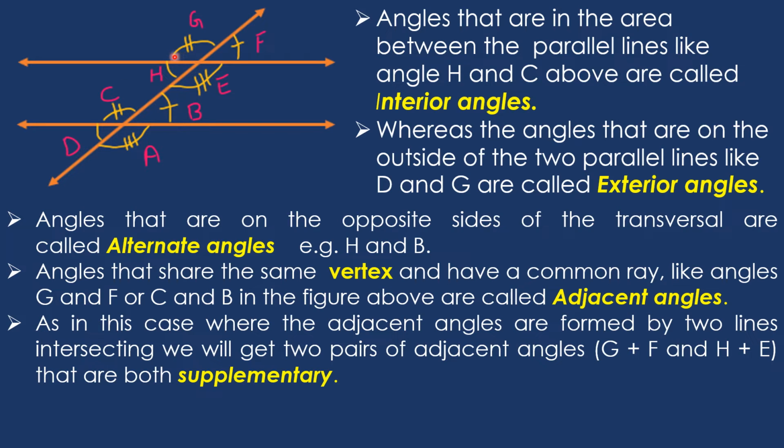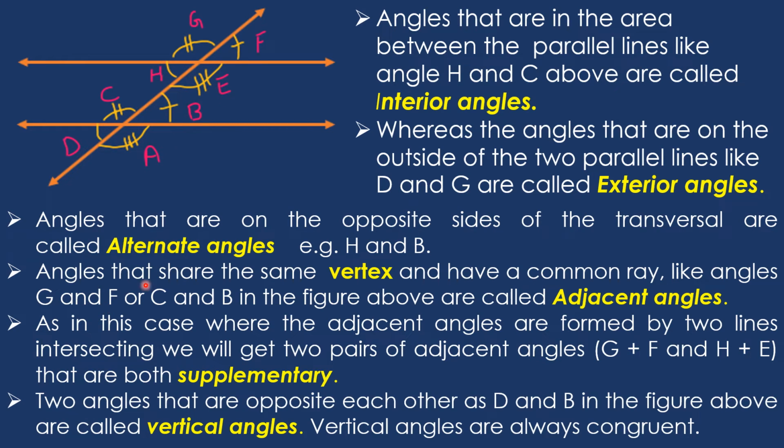When we take the sum of these two, it will be equal to 180 degrees. Therefore, these adjacent angles are said to be supplementary. Two angles that are opposite each other, such as D and B, or G and E, wherever we find opposite angles, they are called vertical angles, and vertical angles are always congruent. That means they are equal.